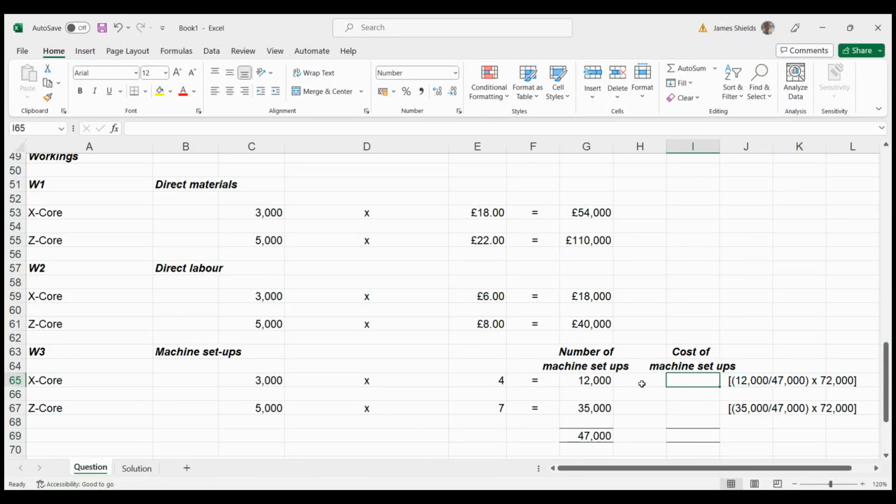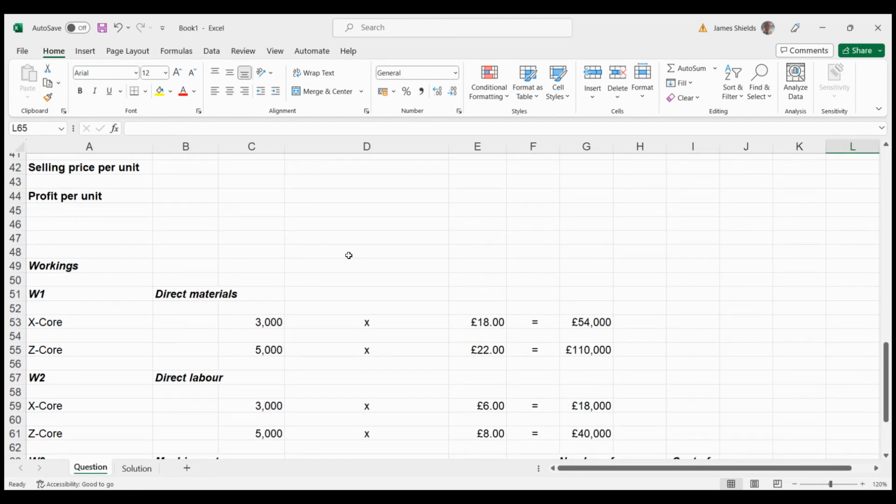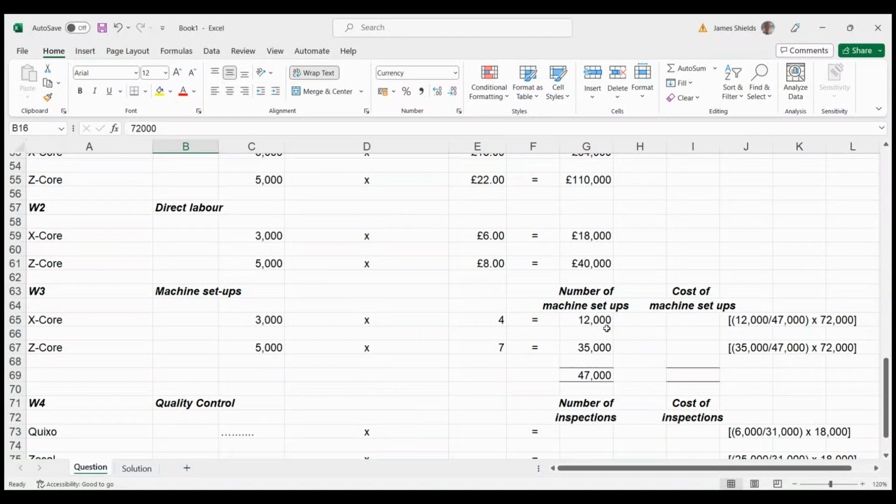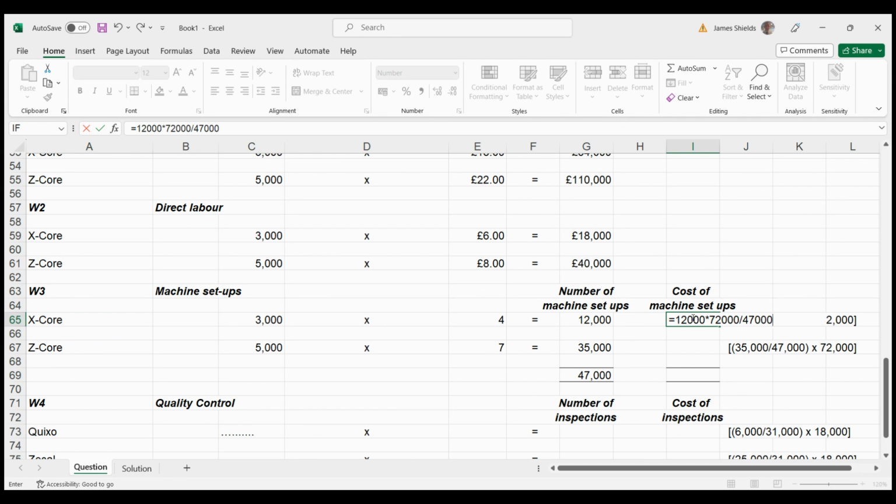So for X core, we got 12,000 setups out of a total of 47,000, and the cost of machine setups is £72,000. Let's just check the £72,000. There you go, the setup of £72,000 was that amount there, the overhead per month for machine setups. So let me just put that calculation in then. And that comes to £18,383.